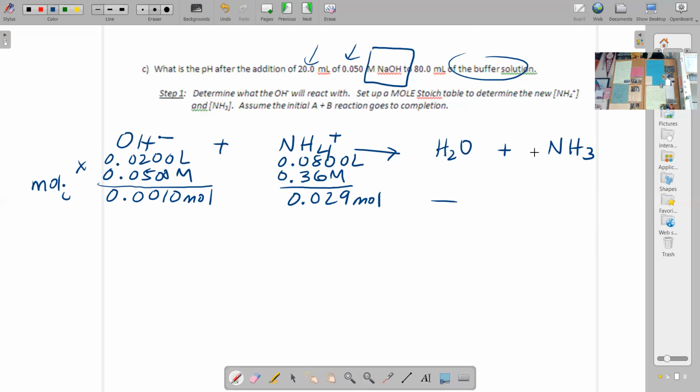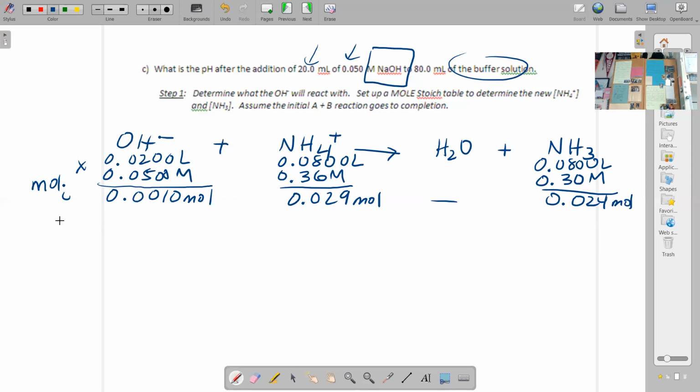That feels kind of weird, but yes, it's a buffer system. So we have weak base and conjugate acid. That's part of the 80 mL, so I converted it to liters. What was the molarity of NH3? 0.30. Okay, so that's my first entry into a MICE table, moles initial, but I had to show work for how I got those moles.